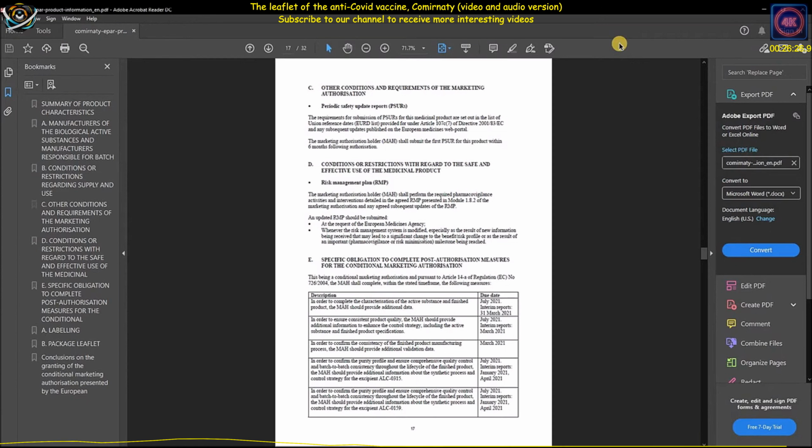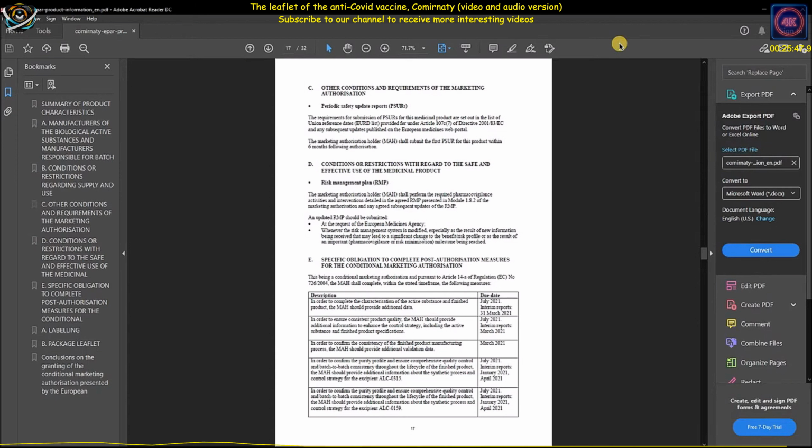Whenever the risk management system is modified, especially as the result of new information being received that may lead to a significant change to the benefit/risk profile or as the result of an important pharmacovigilance or risk minimization milestone being reached. A specific obligation to complete post-authorization measures for the conditional marketing authorization. This being a conditional marketing authorization and pursuant to Article 14 of Regulation (EC) No 726/2004, the MAH shall complete, within the stated time frame, the following measures.